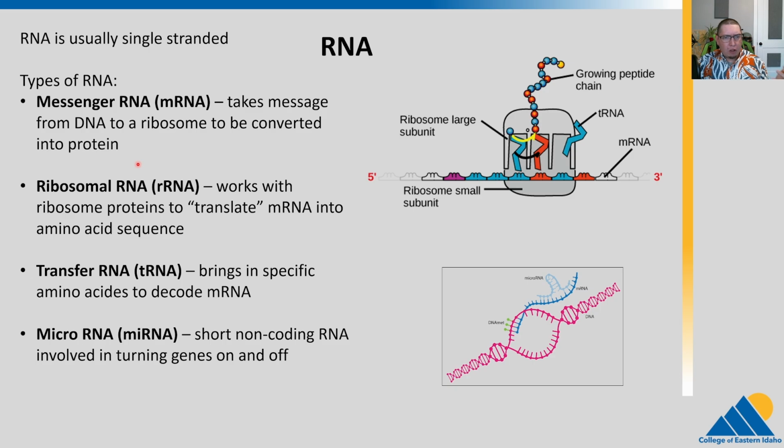So those are our four types of RNA. We got the messenger RNA that carries the message that will be converted into a protein. Ribosomal RNA, rRNA, works as part of the ribosome to help translate that message. Transfer RNAs, tRNA, bring the amino acids in to decode the mRNA, and then microRNAs are involved in gene expression.